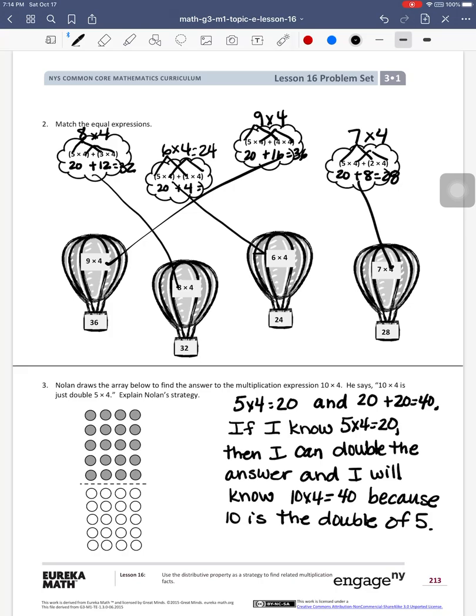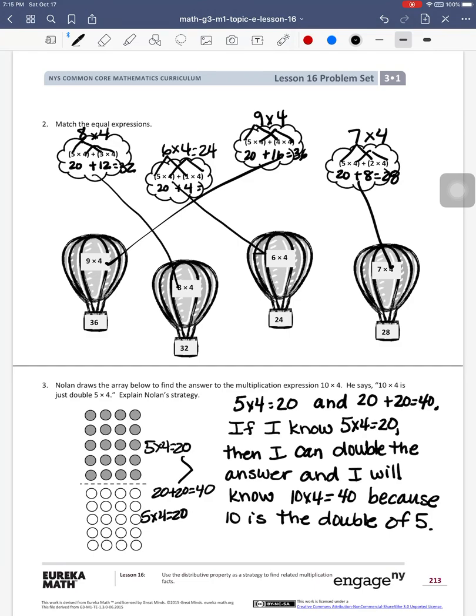Now the bottom. Nolan draws the array below to find the answer to the multiplication expression 10 times 4. He says 10 times 4 is just double 5 times 4. Explain Nolan's strategy. So up here we have 5 times 4 equals 20. And back down here we have 5 times 4 equals 20. Or we could say 20 plus 20 equals 40.